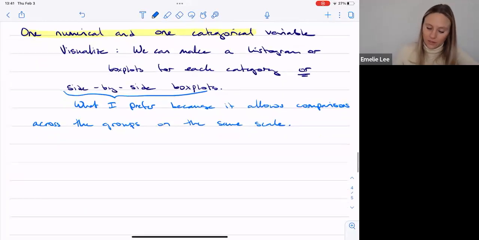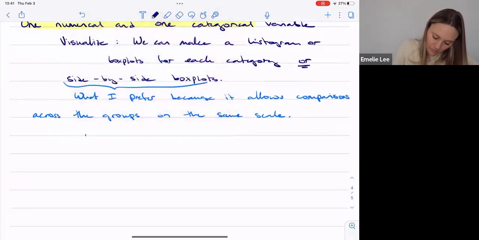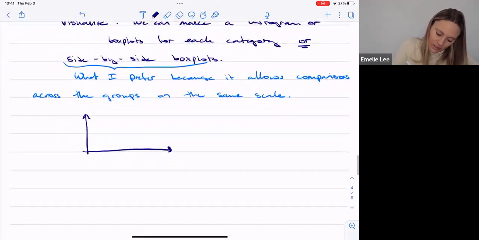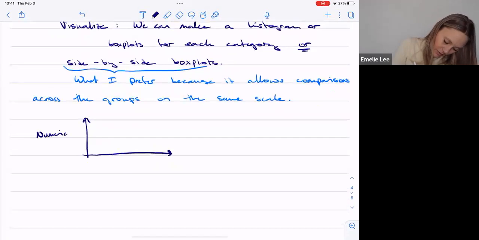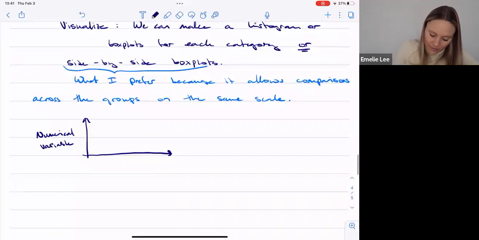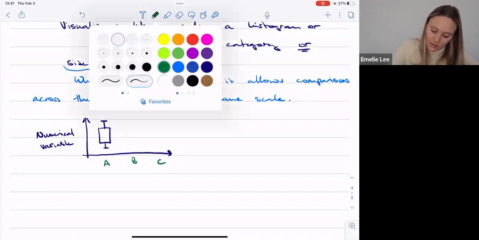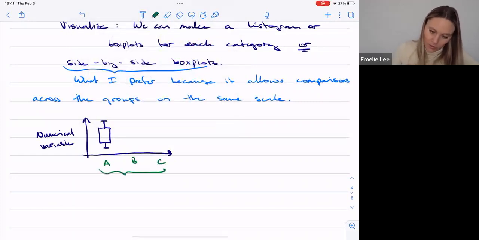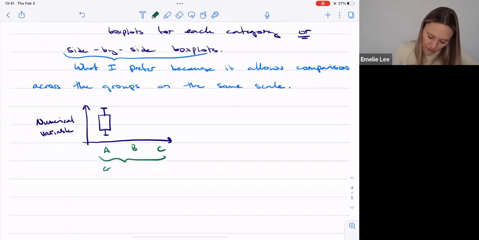Okay, so what that's going to look like is like this, right? So here I have my numerical variable scale. And then what I have is I have a box plot for category A and category B and category C, right? So here, these are my categorical variables.